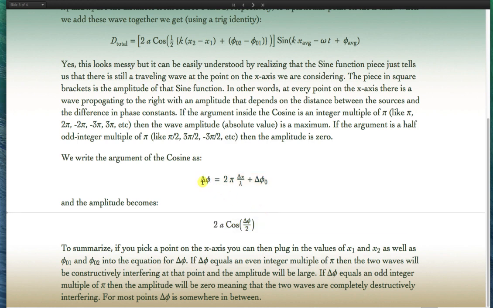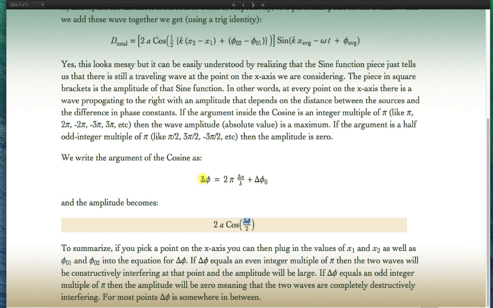However, let's say this delta phi is just pi. Not an even multiple of pi, but pi. Then when I put that in here, I'll have pi divided by 2. Cosine of pi divided by 2 is 0. Cosine of 90 degrees is 0. That means my amplitude is 0. That means I have total destructive interference. The two waves cancel each other out completely.